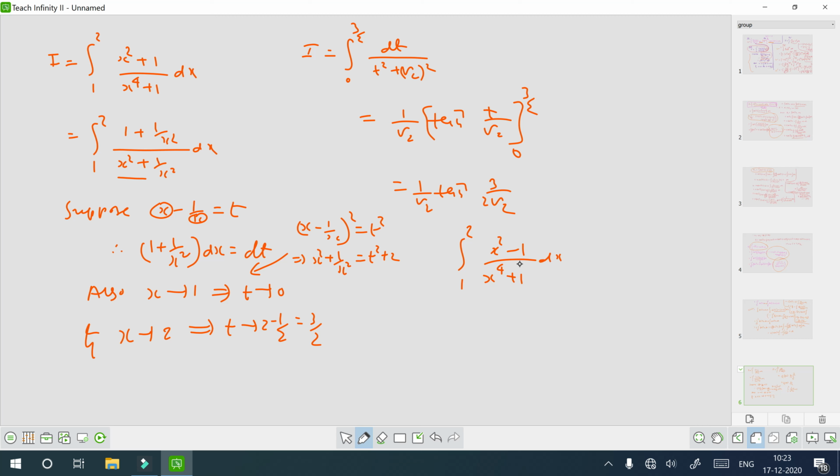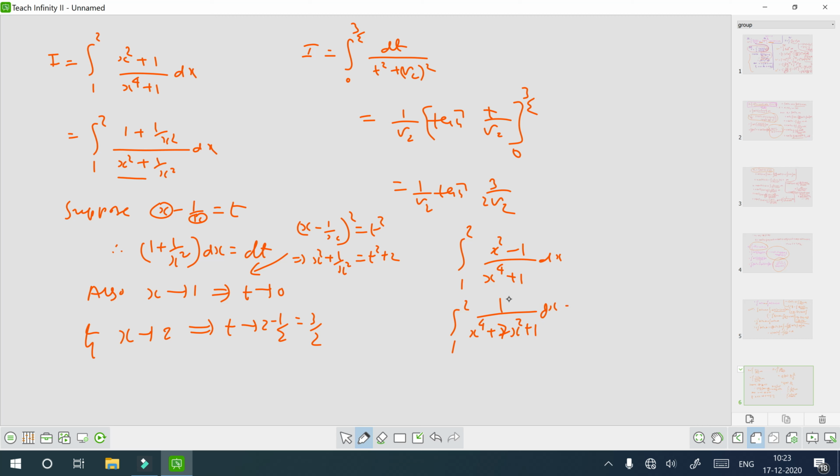Take this one: integral 1 to 2 of 1 over x raised to 4 plus 7x square plus 1 dx.